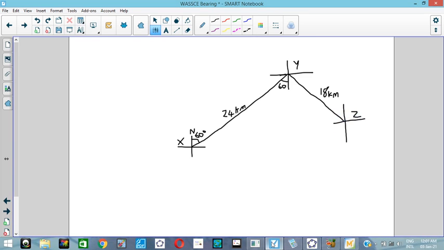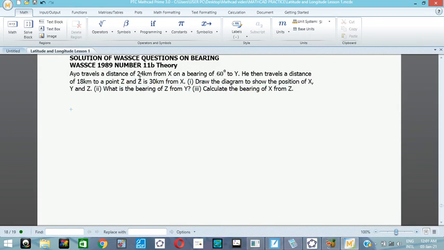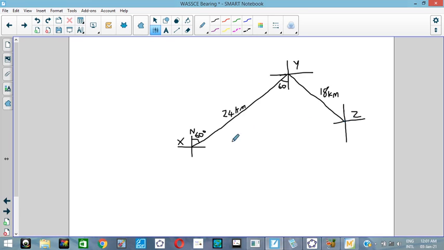Okay, and what did they say next? We go through the question again. It said, and Z is 30 kilometers from X. So from Z here to X here, I'm going to have 30 kilometers. So if I connect this place down to this place, I'm going to have 30 kilometers. Very, very important.